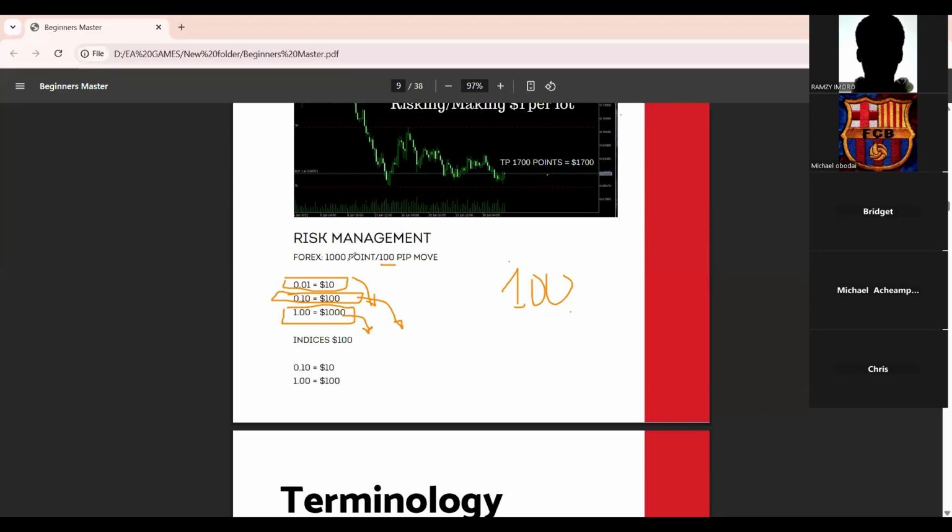But here, look at something. Let's put it like this: pips are basically equal to points over 10. It's sometimes confusing, but basically you move one decimal place, and you have your points.